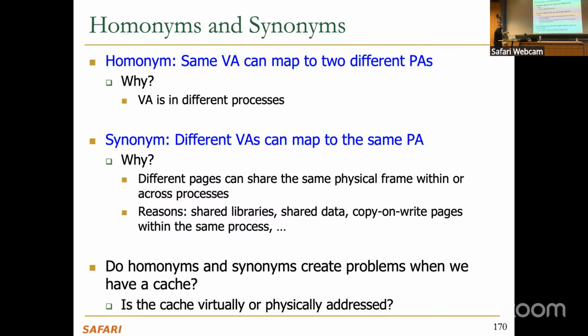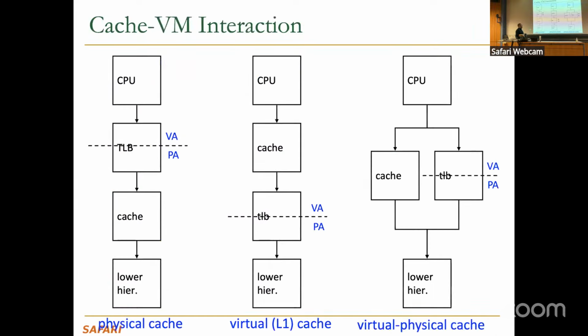It depends on whether the cache is virtually or physically addressed. We can have three different ways of performing address translation. We can first wait until the TLB gives us the final physical address. That's the easiest, which means that we have a physical cache. Another way is to first perform the cache access using the virtual address and then translate. This is a virtual L1 cache. But if we do not store any identifier about to whom this virtual address belongs, then we might face the homonym problem.